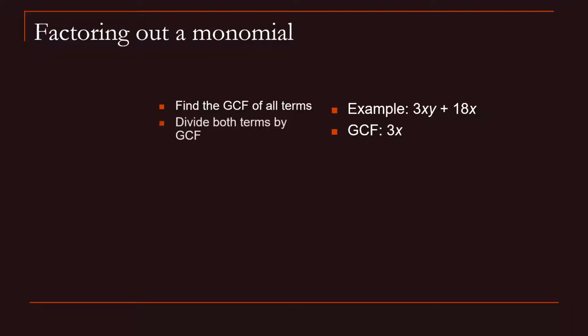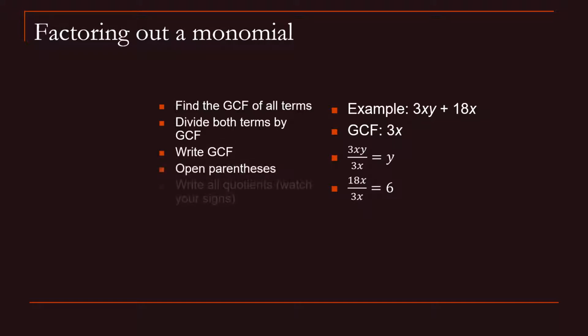The next thing to do is to divide all of your terms by the GCF. So 3xy divided by 3x is y, and 18x divided by 3x is 6. Then, write your GCF, open parentheses, write all of your quotients with their signs included, and then close the parentheses. Like such, 3x times the quantity y plus 6. You have just completed your first type of factoring called GCF factoring. This is also called reverse distribution.